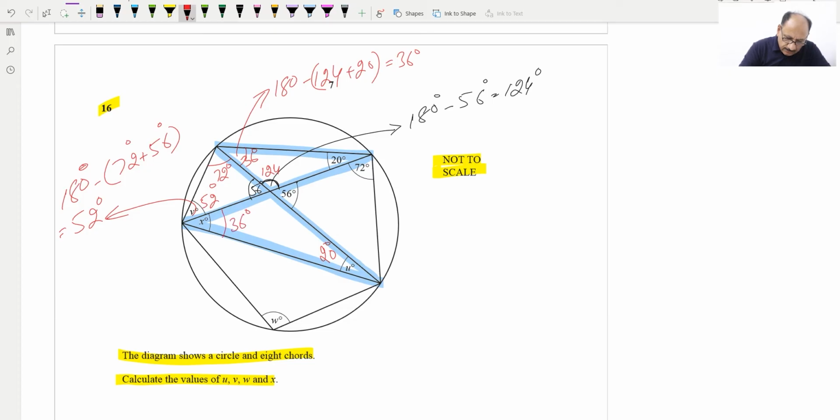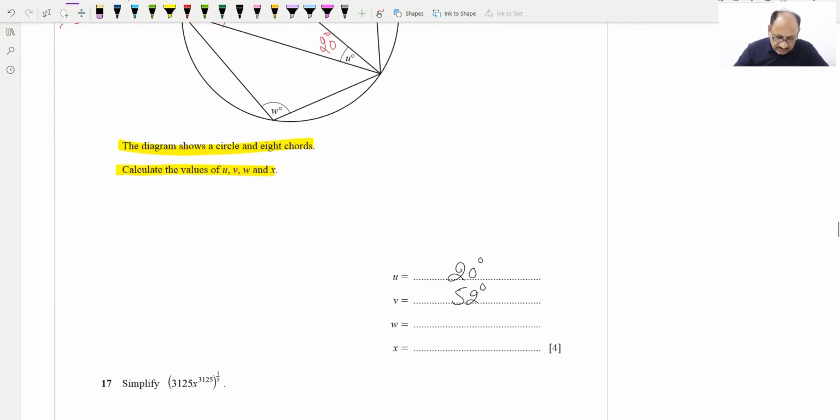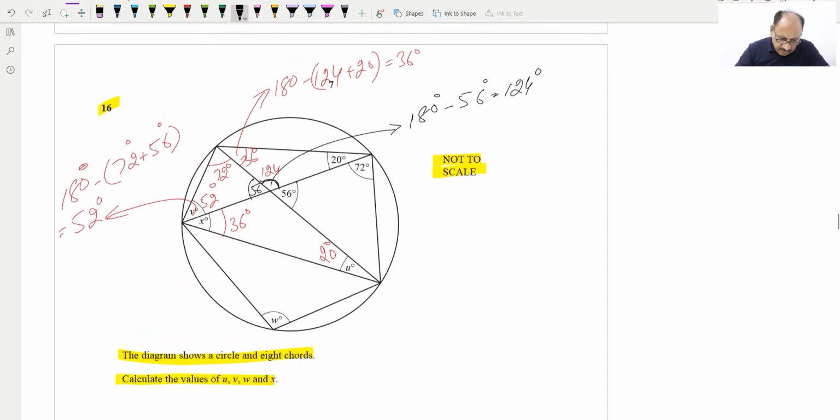X value will be 36. So we can write X value as 36 degrees. And now we need W basically.